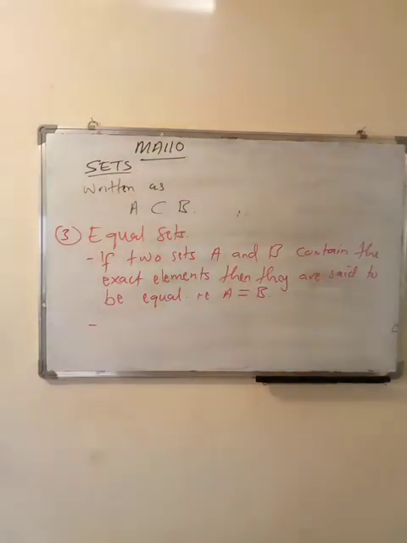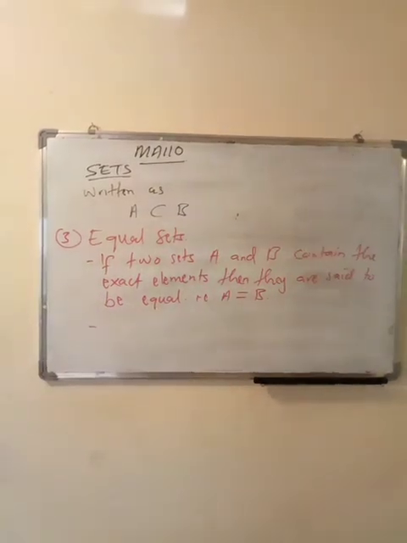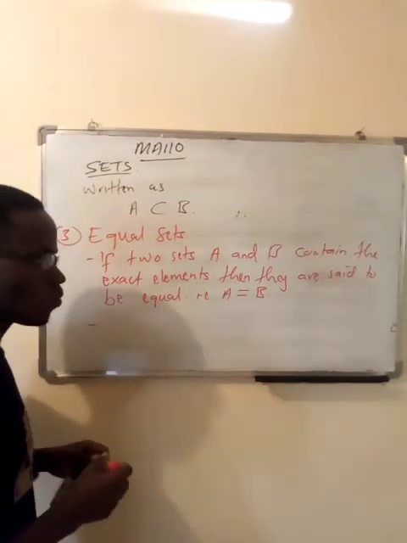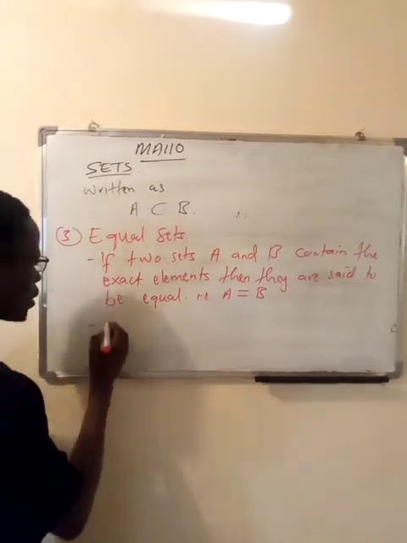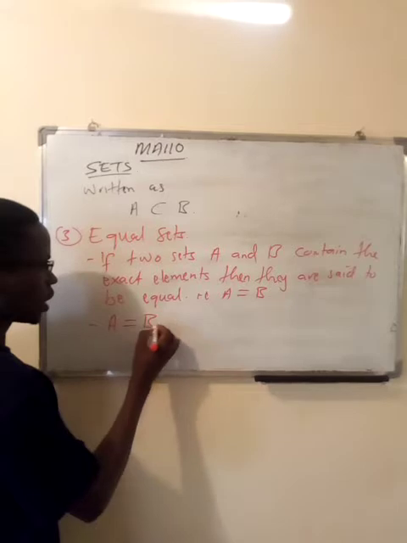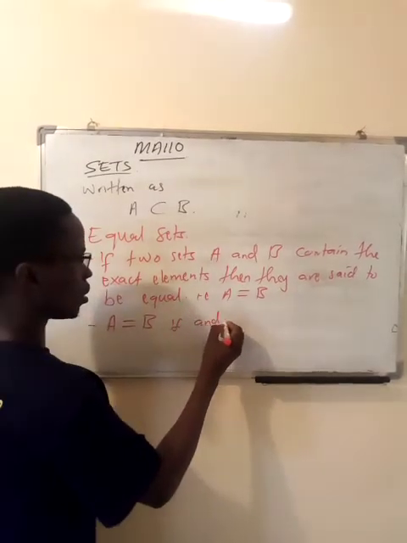Is that okay? Is there anyone with a question on that? So two sets are equal to each other if and only if they are subsets of each other. A is a subset of B and B is a subset of what? A. Okay.